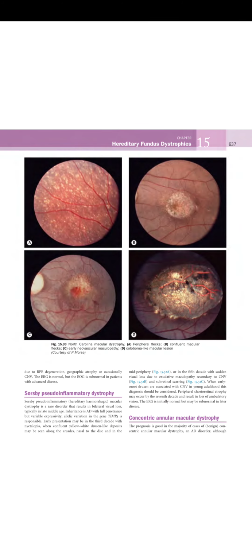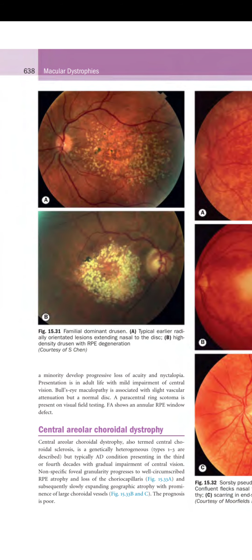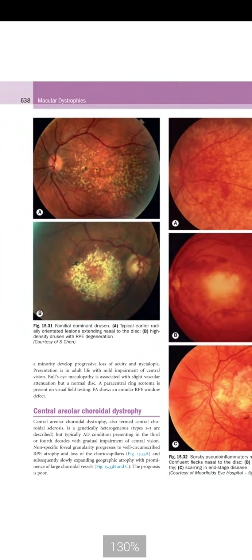So let's see figure 15.31, which is showing familial dominant drusen. A is showing typical radially oriented lesions extending nasal to the disc. So this is showing us dominant drusen, and B is showing high density drusen with RPE degeneration.